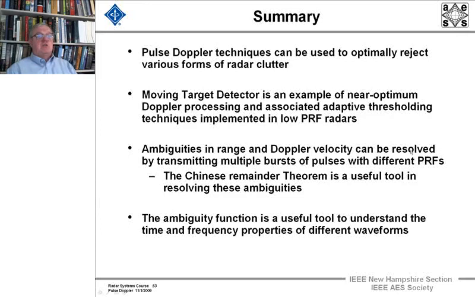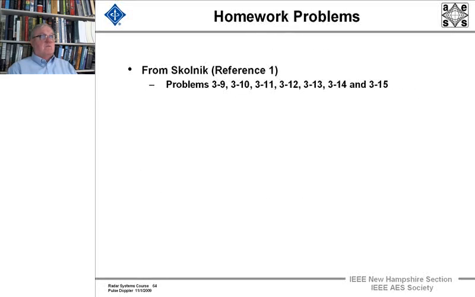And the ambiguities in range and Doppler can be resolved by transmitting bursts of waveforms at different PRFs. I told you about the Chinese remainder theorem, and we talked a little bit about the ambiguity function as a useful tool to understand the time and frequency properties of the different radar waveforms. And here are a set of problems from Skolnik. They're going to take a little longer than usual because this is a very important part of radar processing. And you should really get these all done if you want to have a good, solid understanding of how radars work that have to deal in a clutter environment.